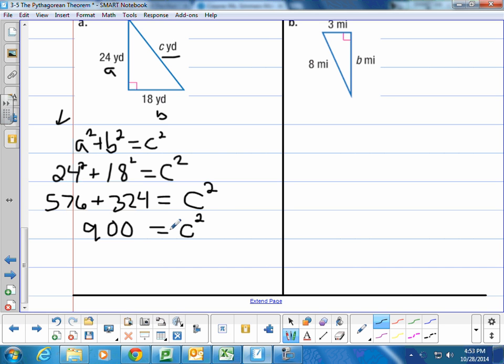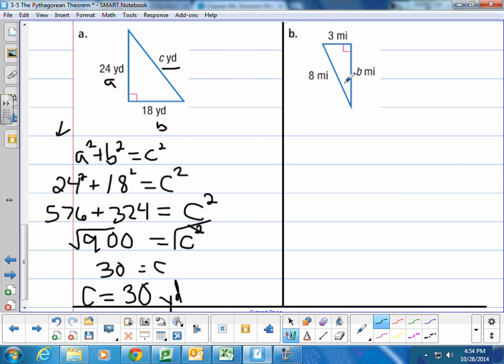To undo squaring, I take the square root. Again, excuse the pen. And the square root of 900, I know the square root of 9 is 3. I can use my calculator at this point, but I can check that this is going to be 30, those 2 zeros on the end. So I get 30 is equal to C. And remember, the squares cancel because you're taking the square root of a square, and those are inverse. So my answer then, the length of side C is 30, and I remember to label 30 yards.